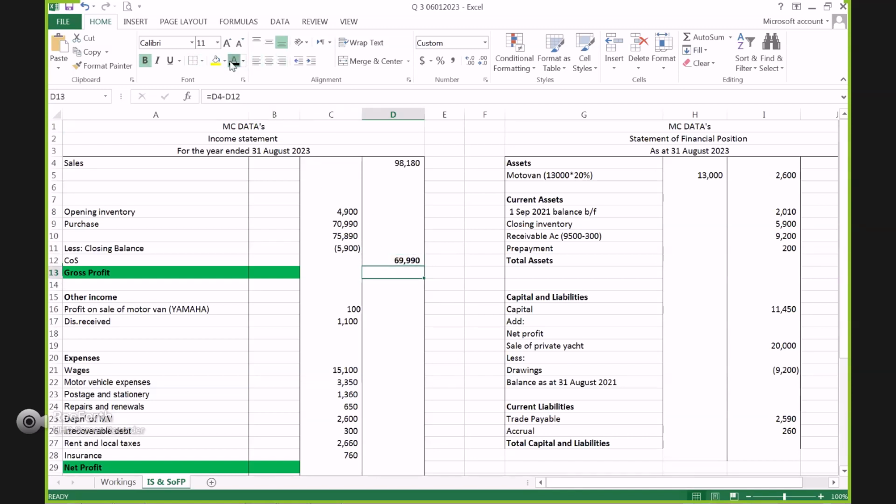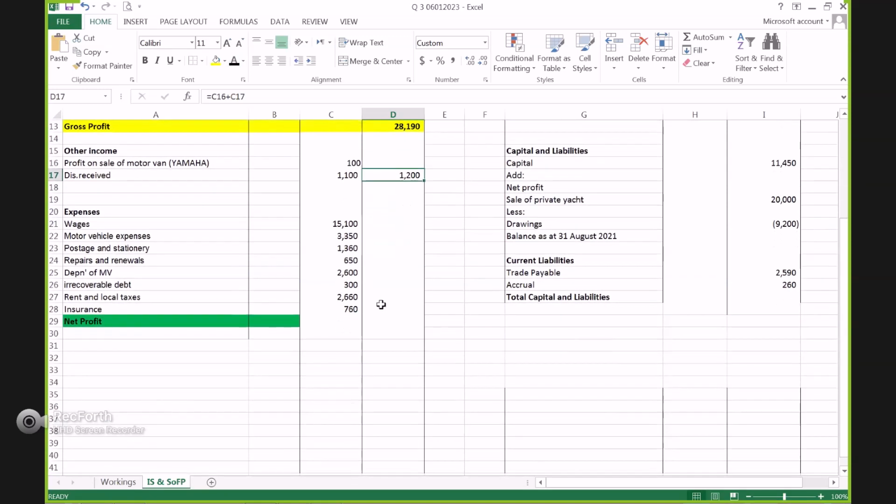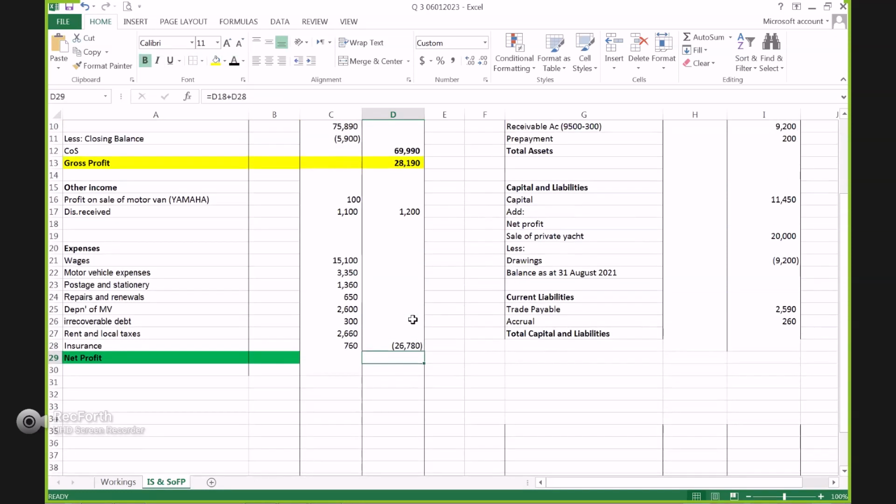So the gross profit. Now you can balance. Other income 1,200. Total expenses 26,780. So gross profit plus other income less other expenses gives the net profit, 2,610. Net profit 2,610. So net profit is transferred to the statement of financial position, 2,610.